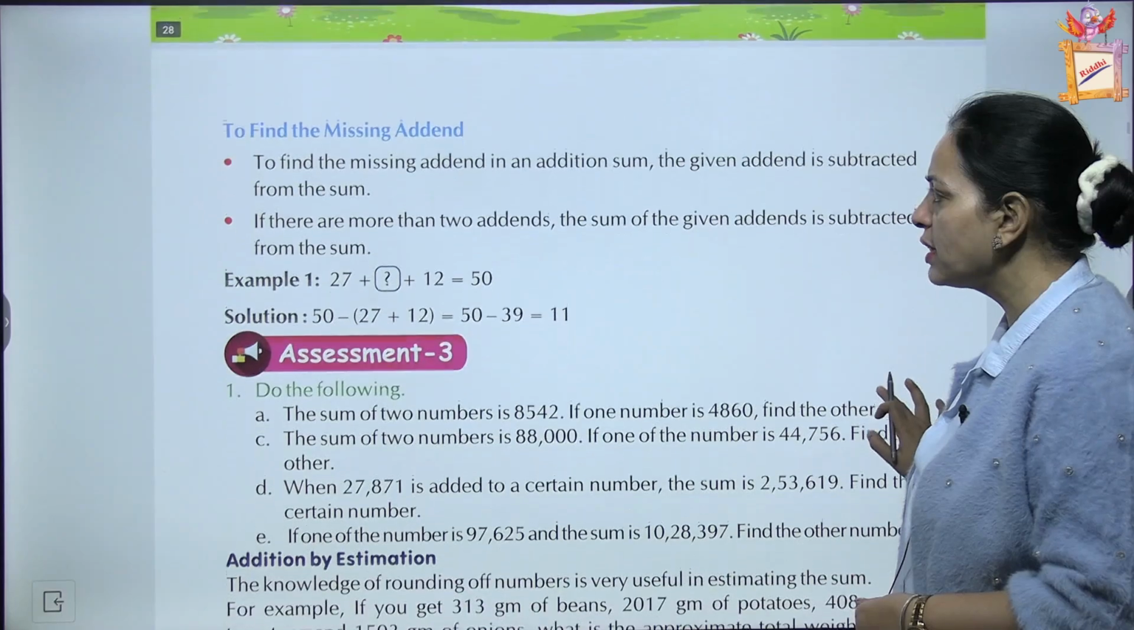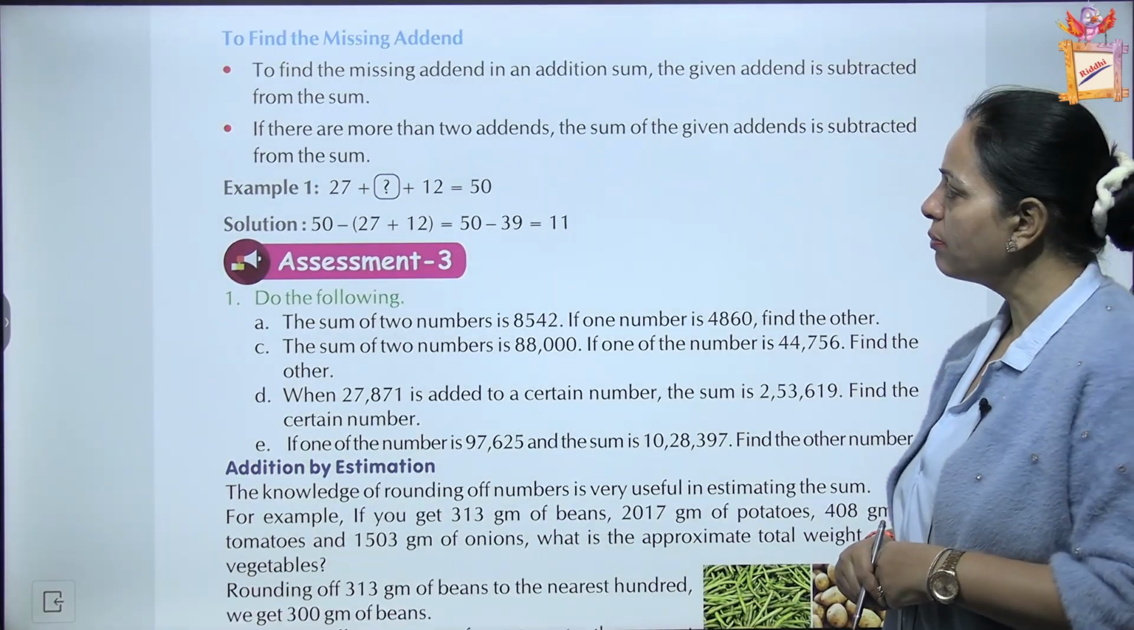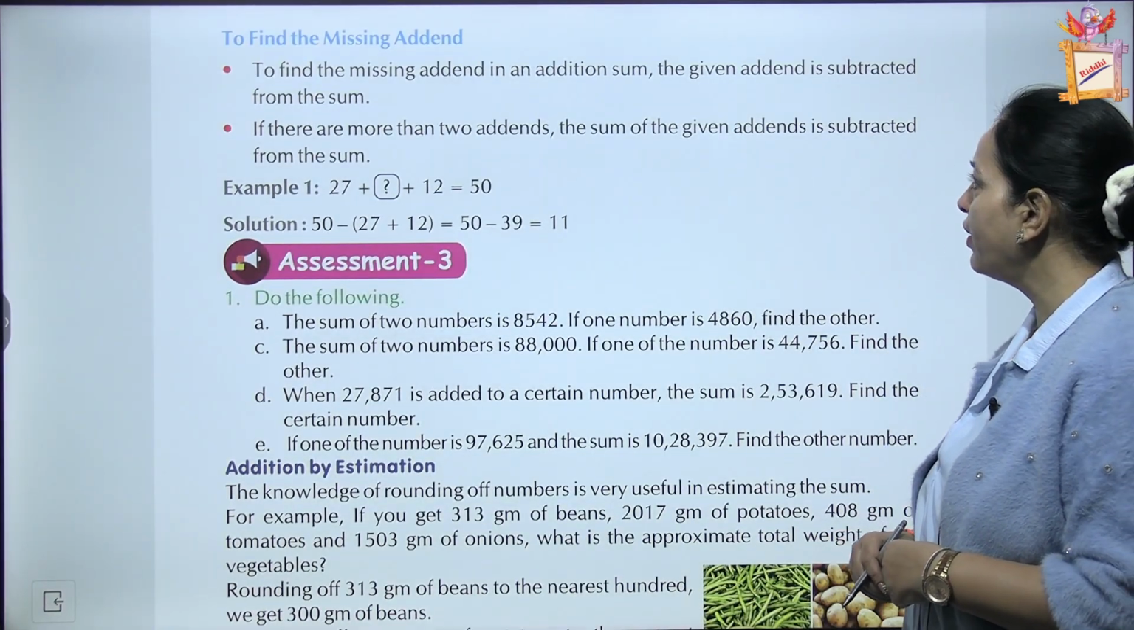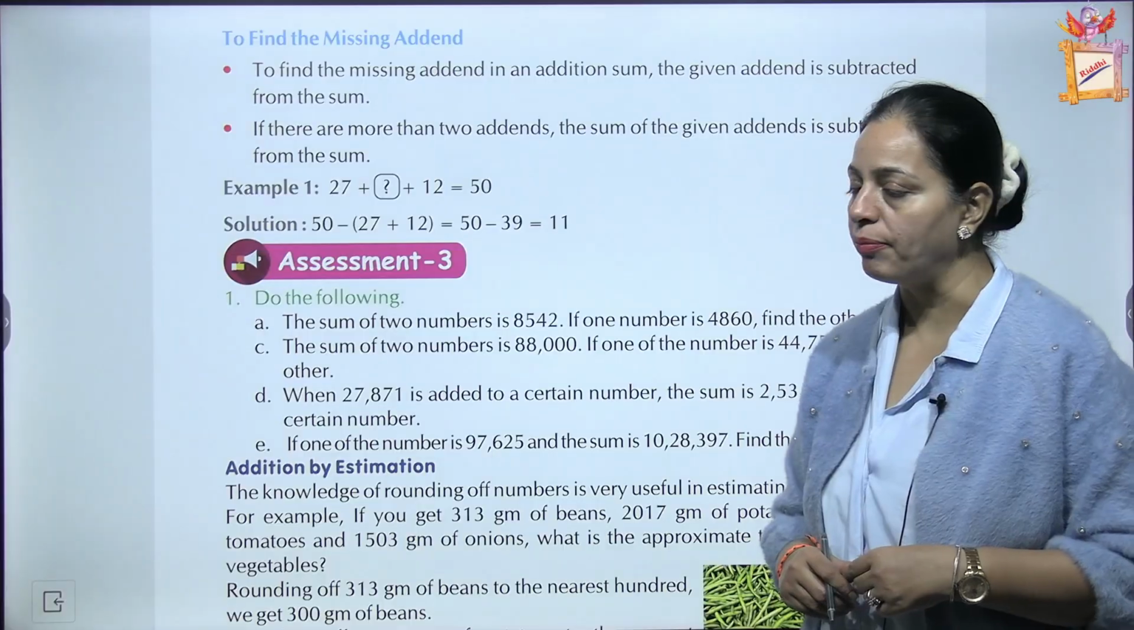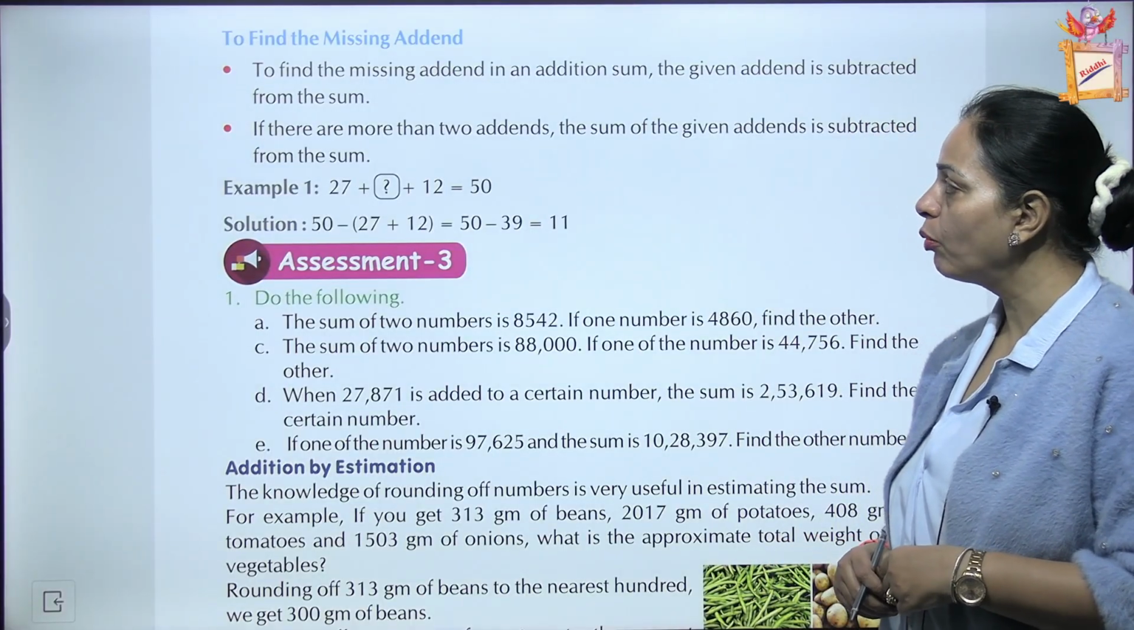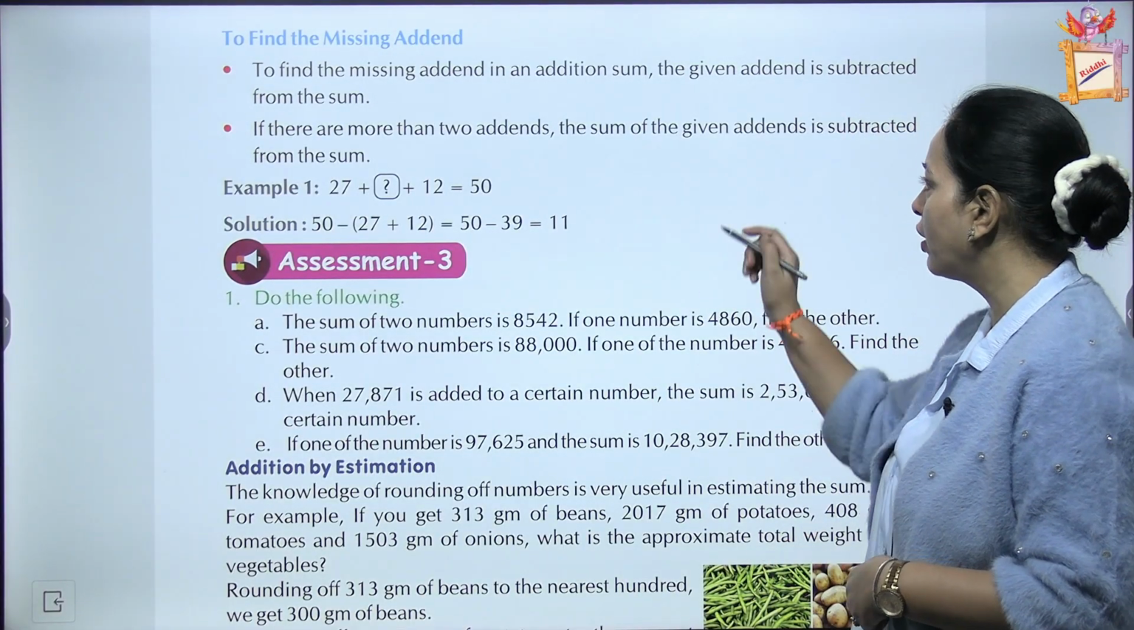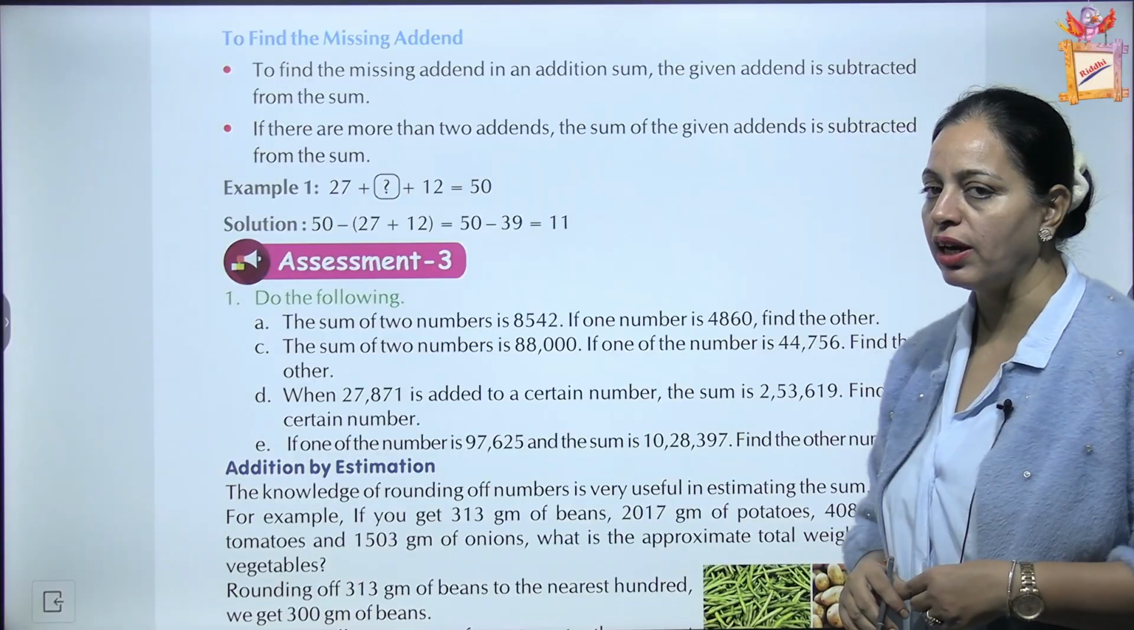Now to find the missing addend. To find the missing addend in an addition sum, the given addend is subtracted from the sum. Very simple. If there are more than 2 addends, the sum of the given addends is subtracted from the sum.